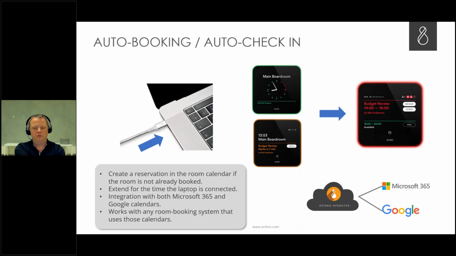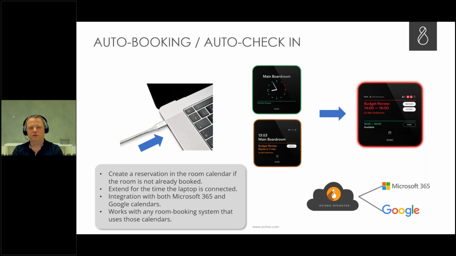Then another feature that we are looking at is what we call auto booking or auto check-in. It means that you have a booking system running in your room, and normally the flow is that the end user makes the reservation in Outlook. They make the reservation for the room, walk out there, maybe check in on the touchscreen when they come to the door, and then they go into the room and it becomes red.